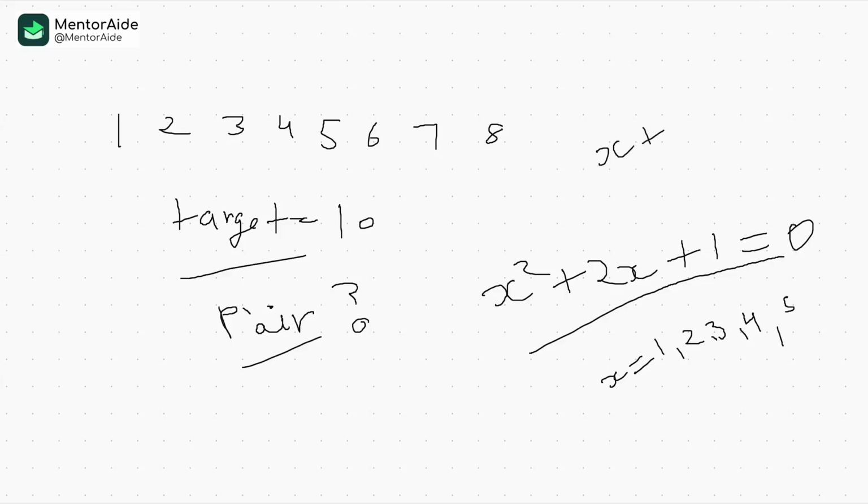Now, x plus y is equivalent to 8. Okay, this is another equation. Now, again, you need to do the same thing. You need to find the values of x comma y such that it satisfies this condition. How will you find that?